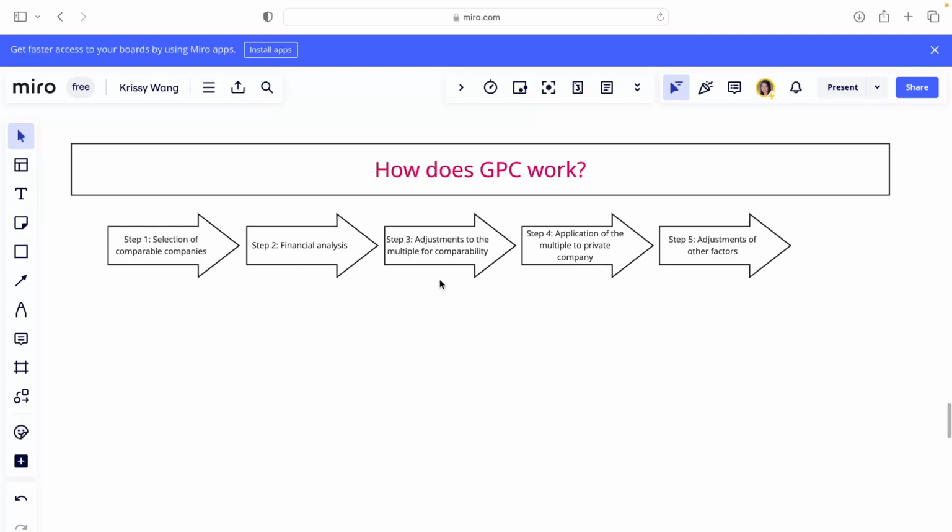And then because it's really rare to find the exact same companies in the public sector to compare to the private sector, you have to make adjustments to account for any differences between the public companies for comparison and your private company. Then you apply this multiple to the private company. Say, for instance, you found a list of companies that are public and similar to your private company. And then you say, okay, these companies are 1,000 times the revenue that this private company is generating. Therefore, the multiple is 1 divided by 1,000.